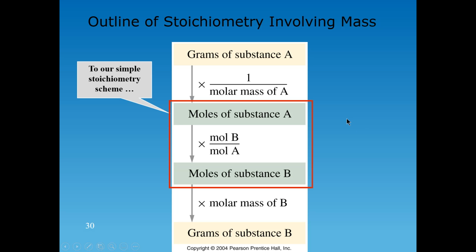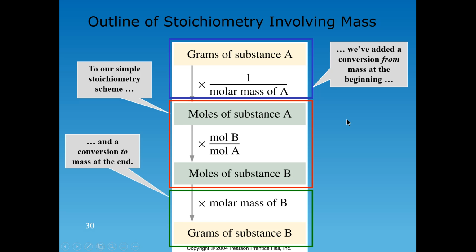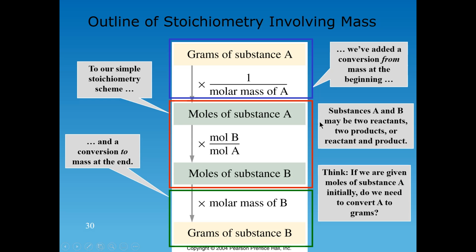All right? And the point being made here is that substances A and B may be two reactants, two products, or a reactant and a product. So that is something that you may face when it comes to stoichiometric type problems.